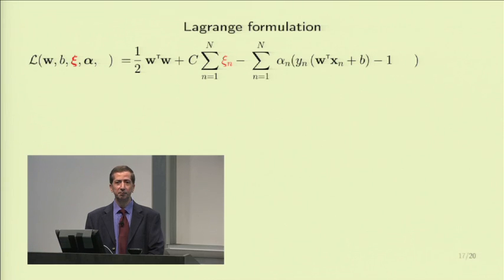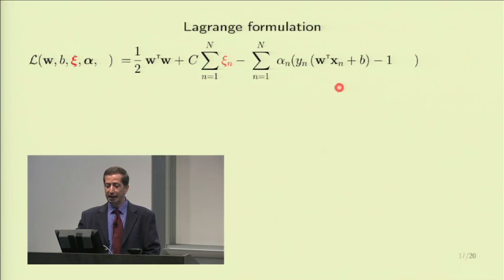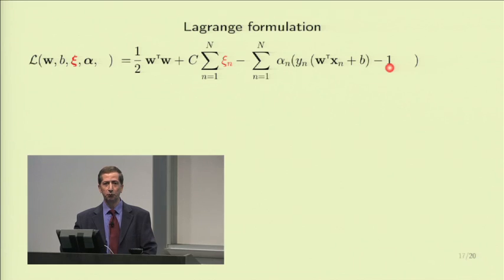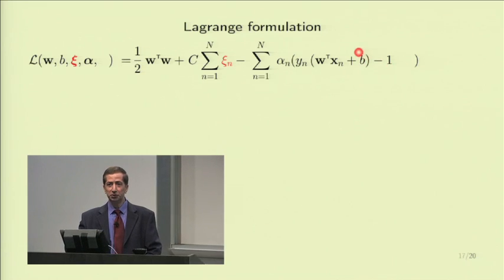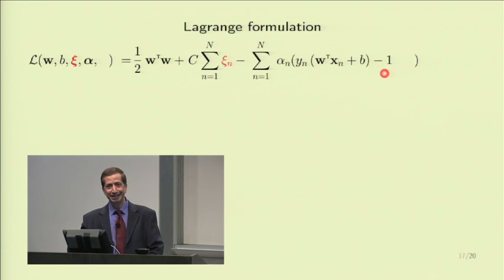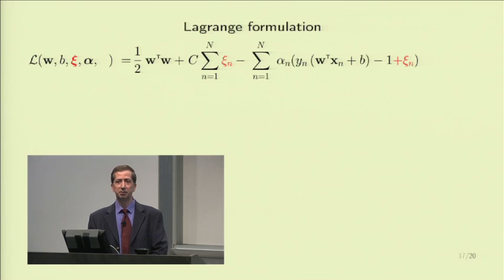Right? Okay. Now, the constraint that I had used to be this is greater than or equal to 1, so I had it as minus 1 for the 0 form, okay? The new constraint is this is greater than or equal to 1 minus xi, right? So I need to put the new constraint, and when you put it minus minus, you get the plus. So that's the word, okay?